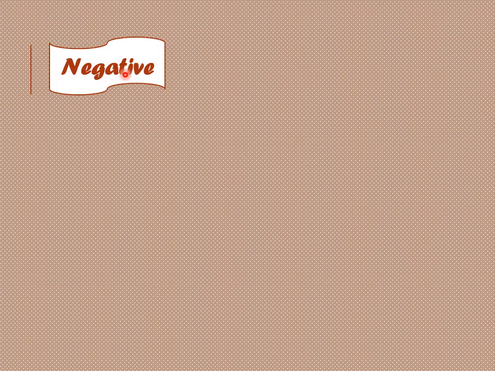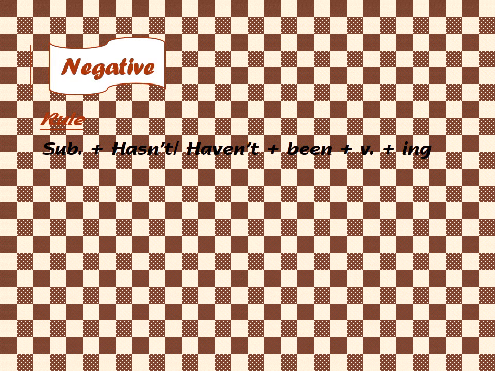The second type of sentences is the negative sentences, الجمل المنفية. The rule: our negative sentences should begin also by putting the subject, followed by one of the auxiliaries, hasn't or has not, haven't or have not, plus been, plus the verb and the ing. Examples.